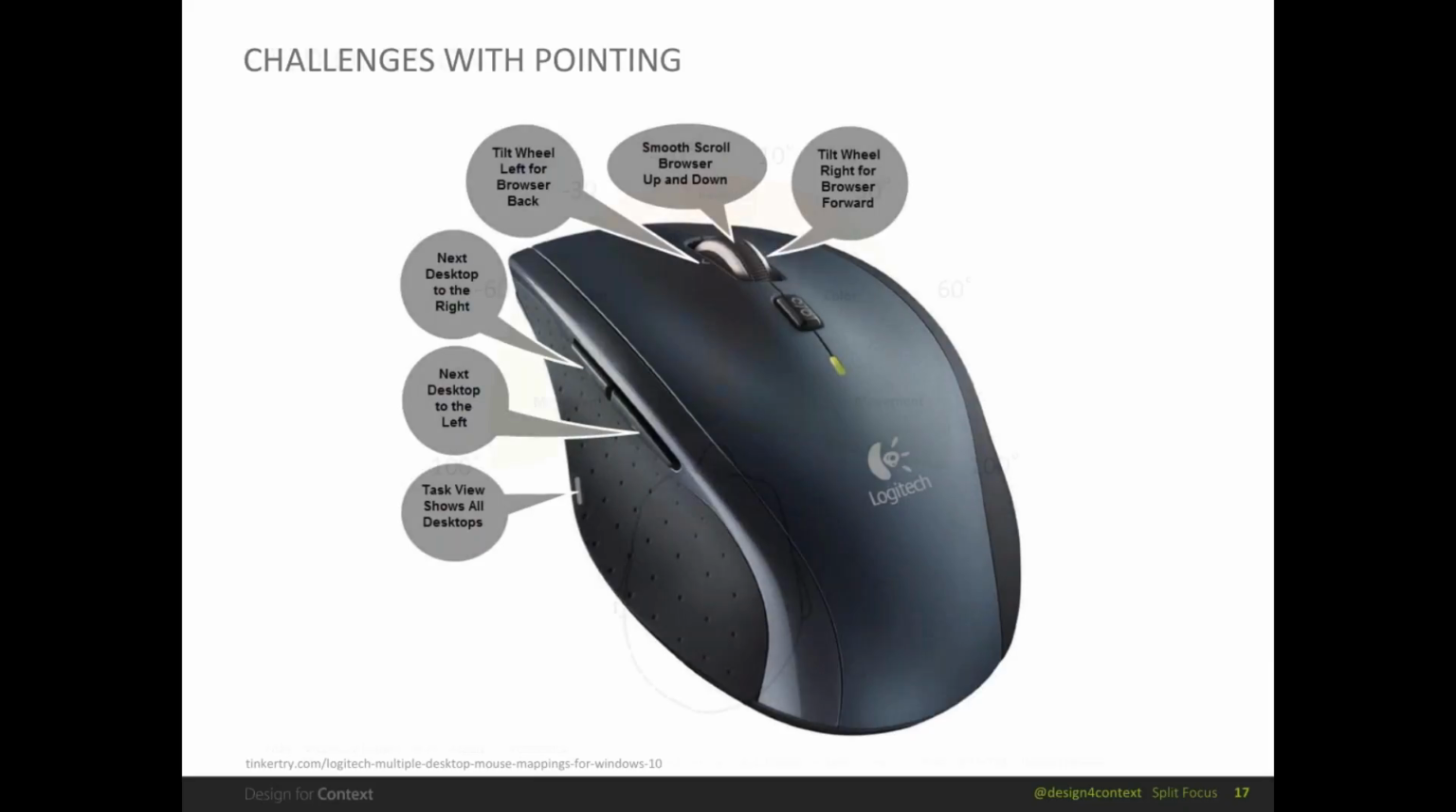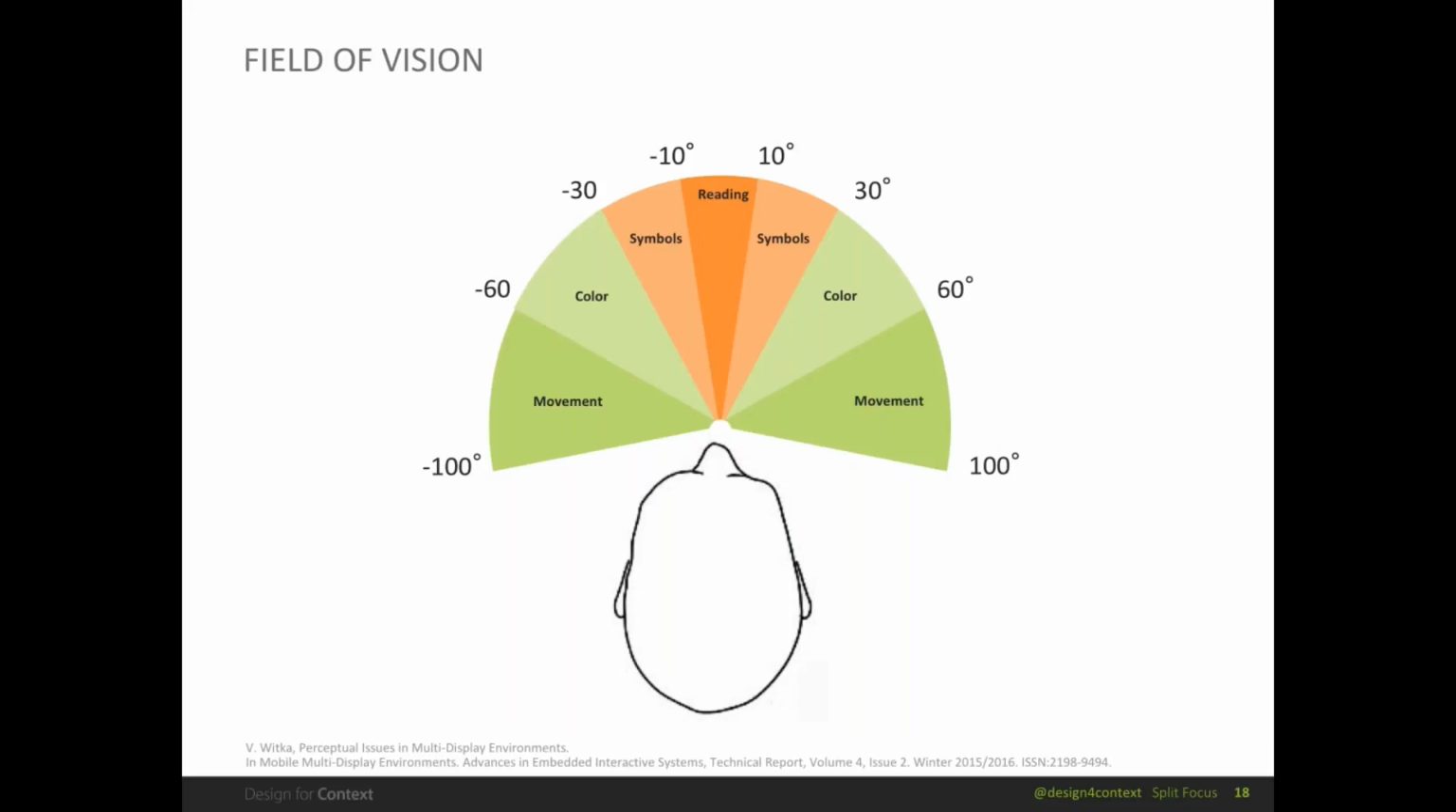In addition to the physical movement between monitors, there's also the question of how much information a user can take in visually. This represents the field of vision, or the total range that a typical human is able to see when focusing on a single point. There's a fairly narrow area in the middle of the field of vision where people are able to read text. Outside of that area, people may notice colors and symbols, and outside of that area, they may notice movement.